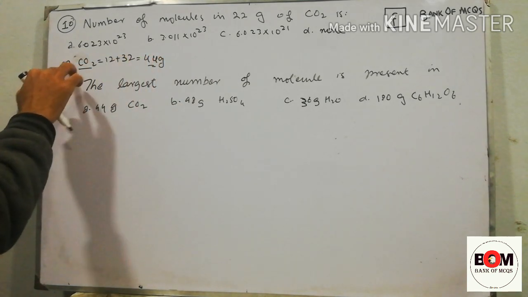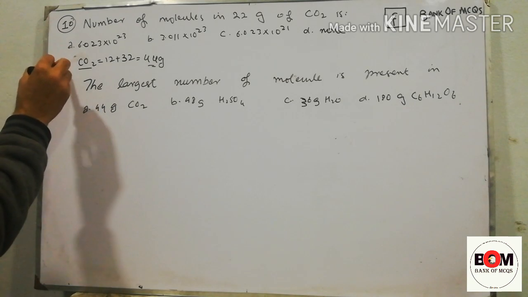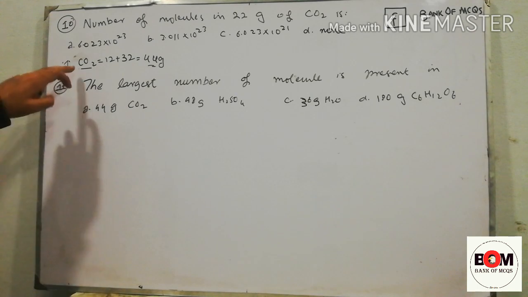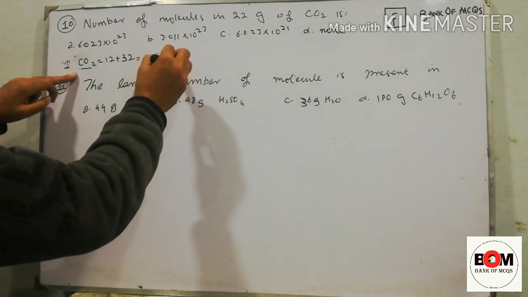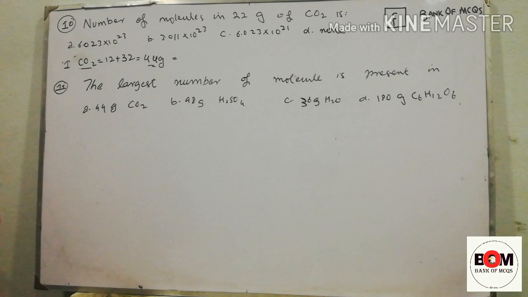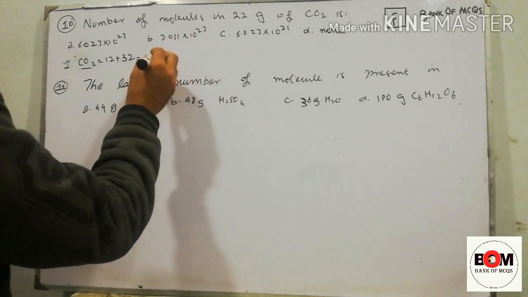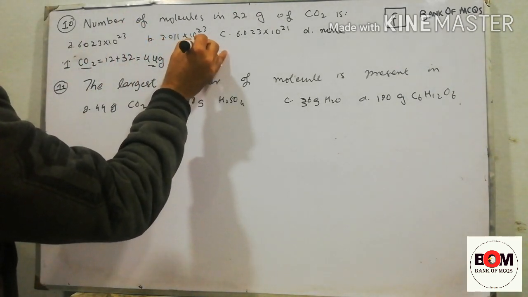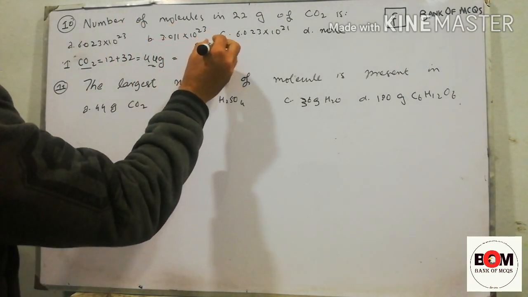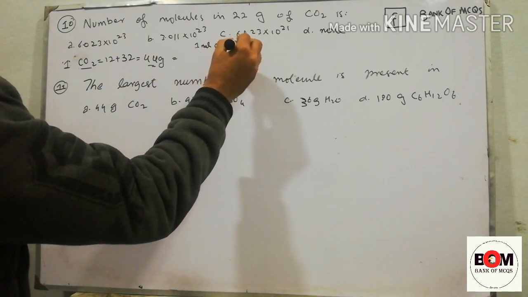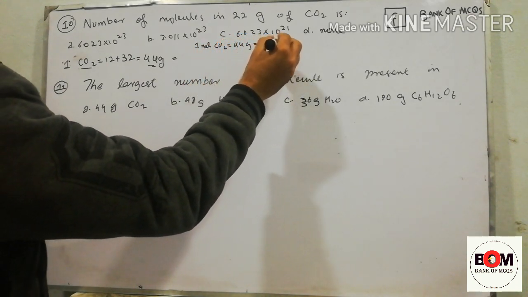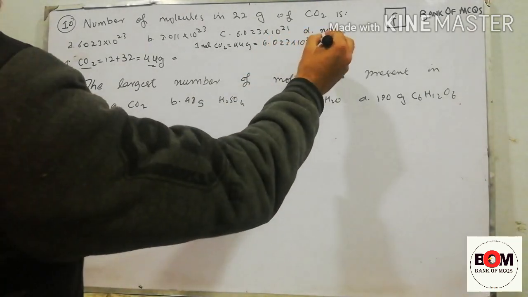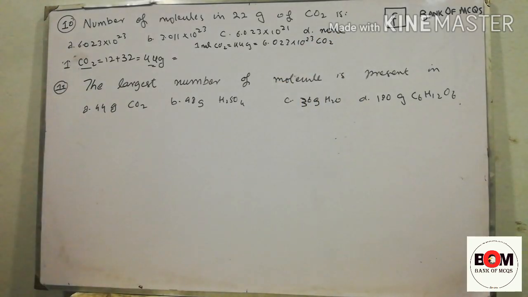So we know that 1 mole of CO2 is equal to 44 gram, that's the molecular mass of CO2. Further we know that 1 mole of any molecular compound is equal to 6.023 into 10 to the power 23 molecules. Now we know that 1 mole of CO2, equal to 44 gram, is equal to 6.023 multiplied by 10 to the power 23 molecules of CO2.